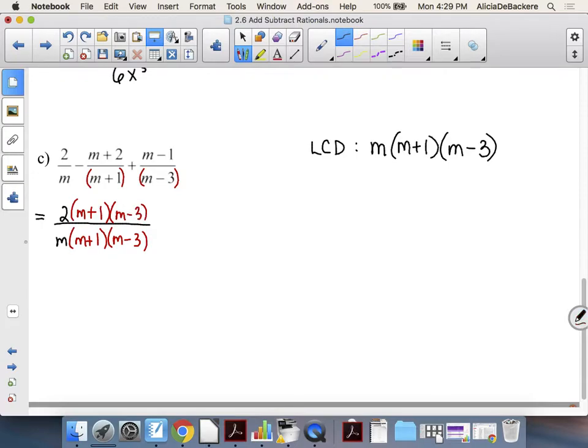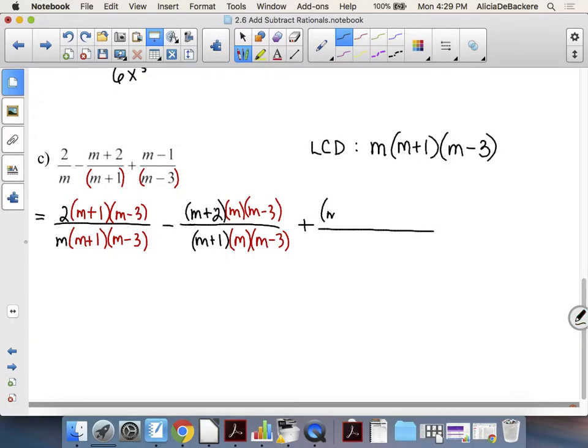Moving on to the second fraction, I'm just going to put those factors in brackets, the ones that we already have. My denominator is missing an m factor, and it's missing an m minus 3 factor. That tells me that I also need an m factor in the numerator and an m minus 3 in the numerator. And then finally, I'm adding the last fraction.